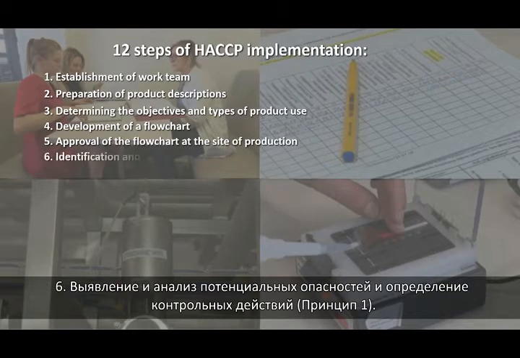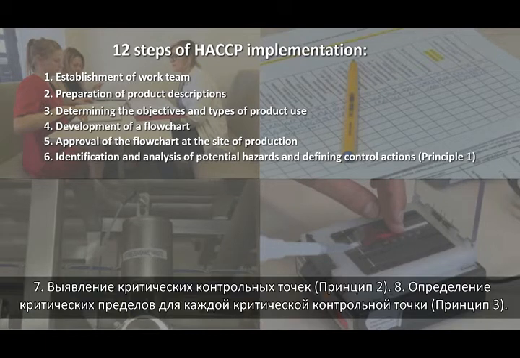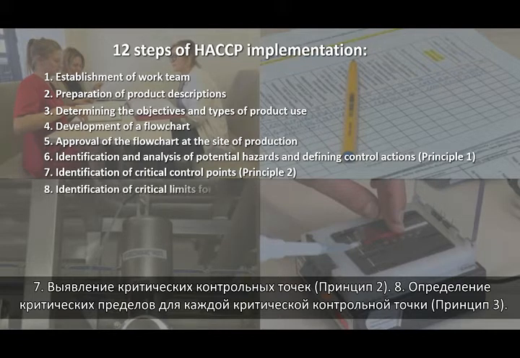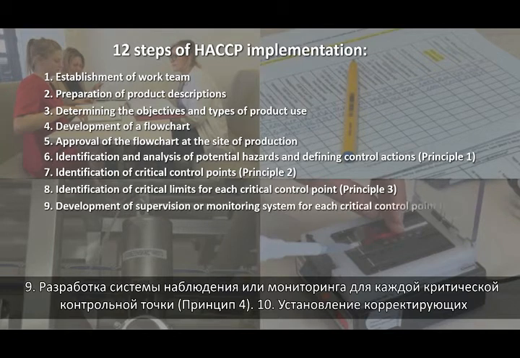6th. Identification and analysis of potential hazards and defining control actions, Principle 1. 7th. Identification of critical control points, Principle 2. 8th. Identification of critical limits for each critical control point, Principle 3. 9th. Development of supervision or monitoring system for each critical control point, Principle 4.